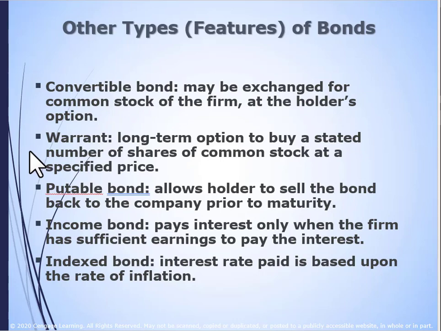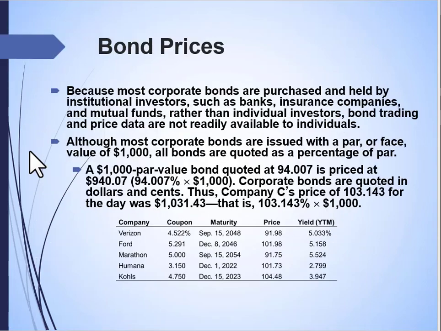There are things called puttable bonds, income bonds, indexed bonds. There are lots of features and different types of bonds, just like anything else. There are characteristics within the contract that can be altered, and different companies will use them at different times. Different types of investors will be interested in different types of features.